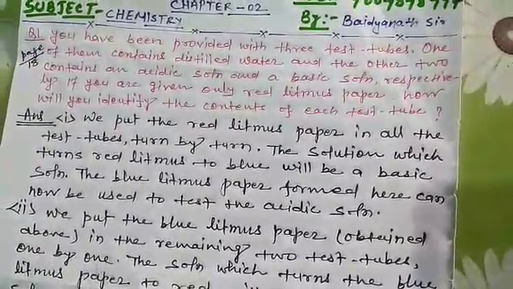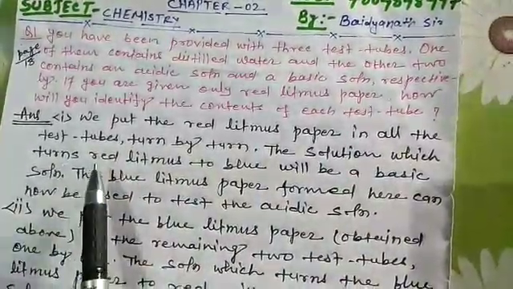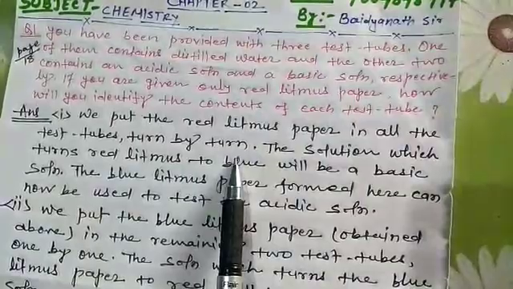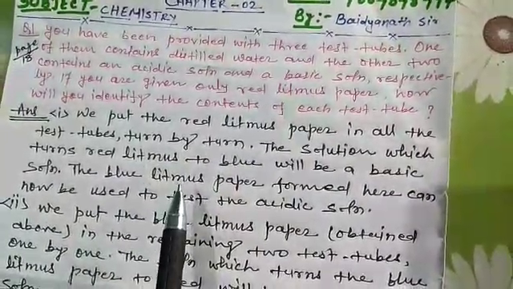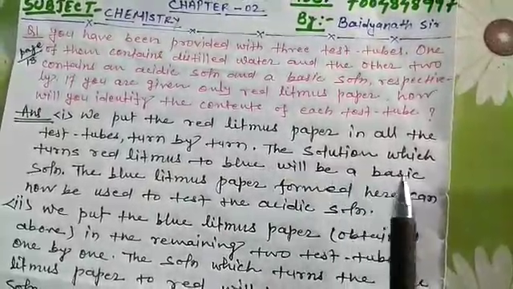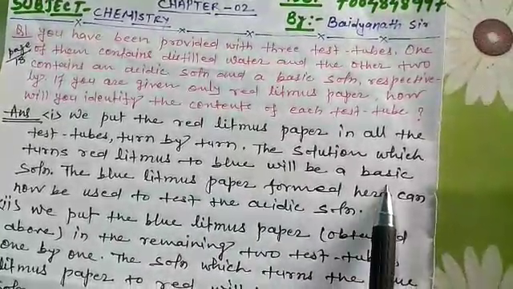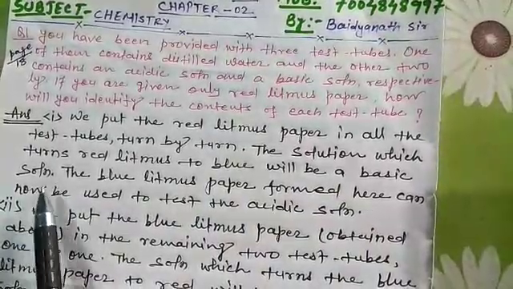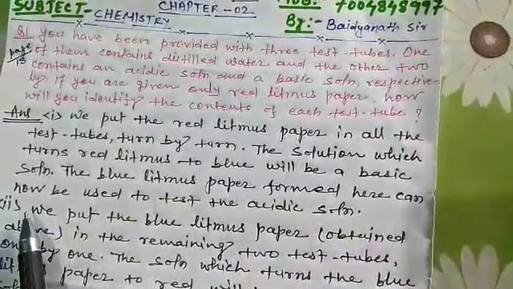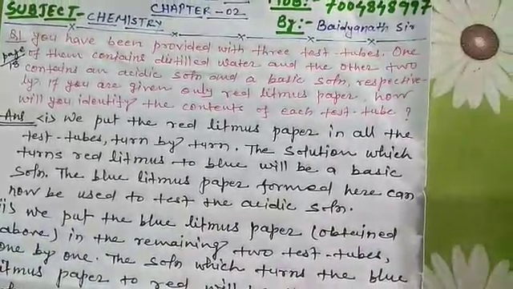First of all, we put the red litmus paper in all the test tubes turn by turn, means one by one. The solution which turns red litmus to blue will be a basic solution. The blue litmus paper formed here can now be used to test the acidic solution.